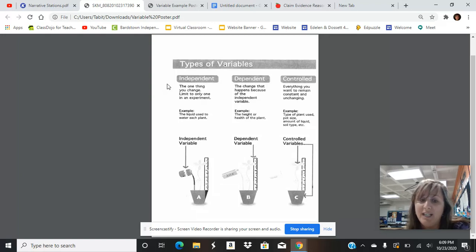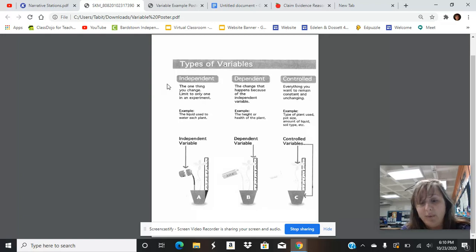So they give you an example. This person is growing a type of plant, and you can see there's an A, a B, and a C. Your independent variable, the one thing that you change, is the liquid used to water your plant. In A, they're using a Coke. In B, they're using juice, and C looks like they don't have any at all. So the independent variable, the one thing that they changed, is the liquid.